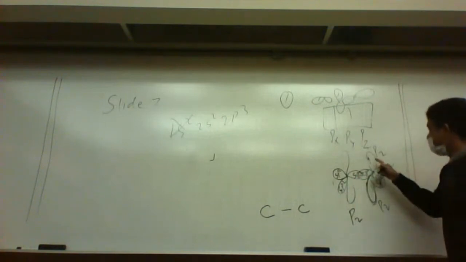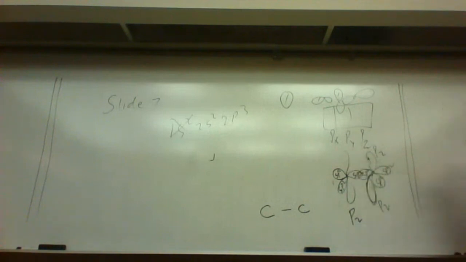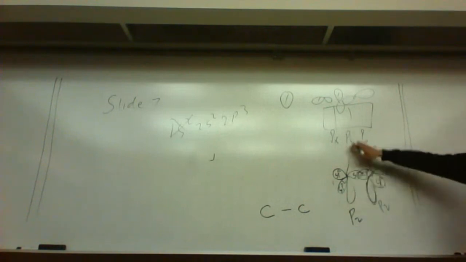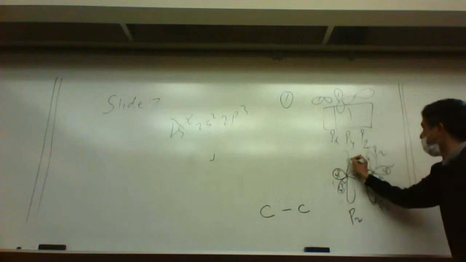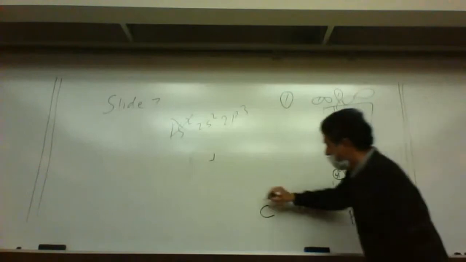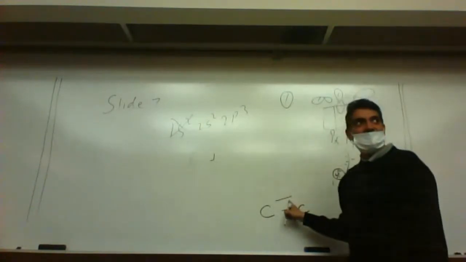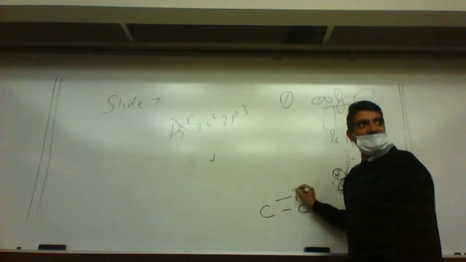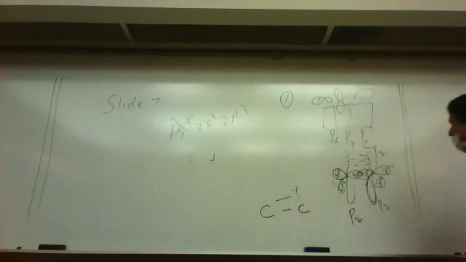Now what happened here is this one and this one overlap. Now this pz and pz, which did not hybridize, you see, this is hanging up and down, and then this one and this one just come near and they overlap each other here, and they form another bond here. That's a pi bond. Make sense? So this guy is a pi bond, this guy is a sigma bond.